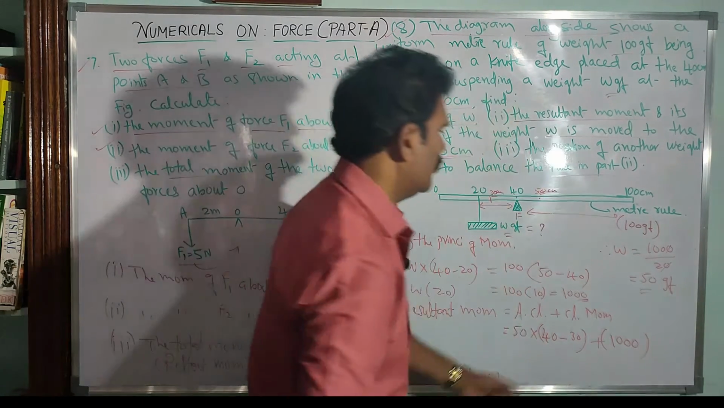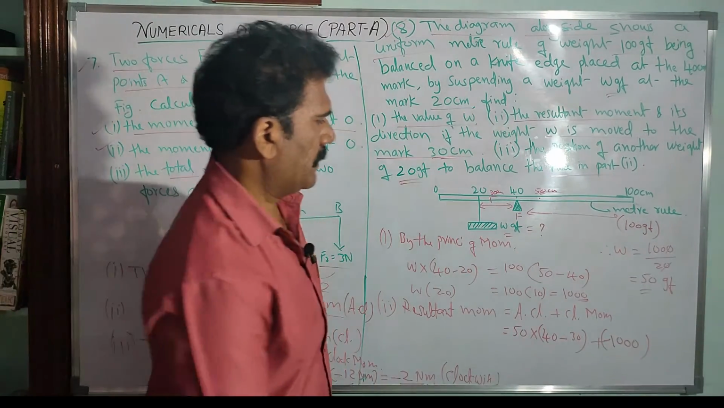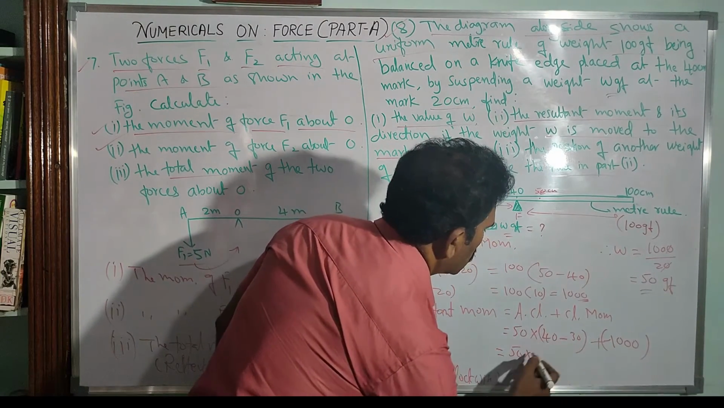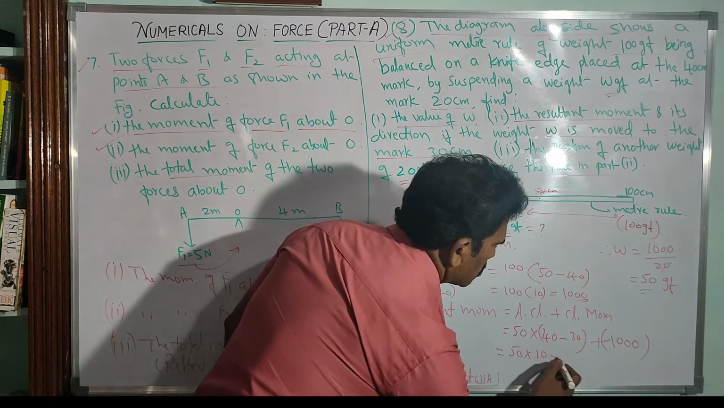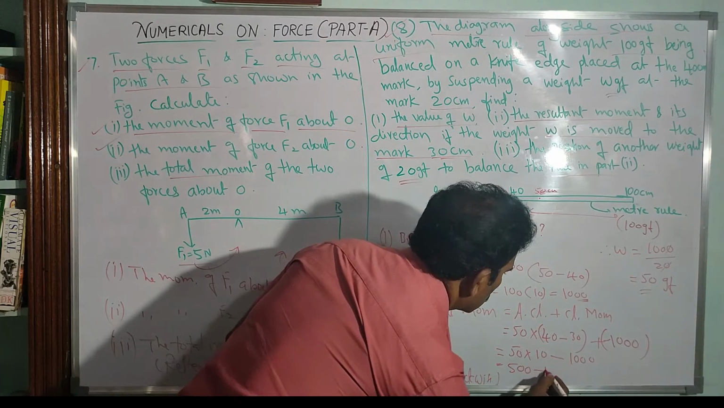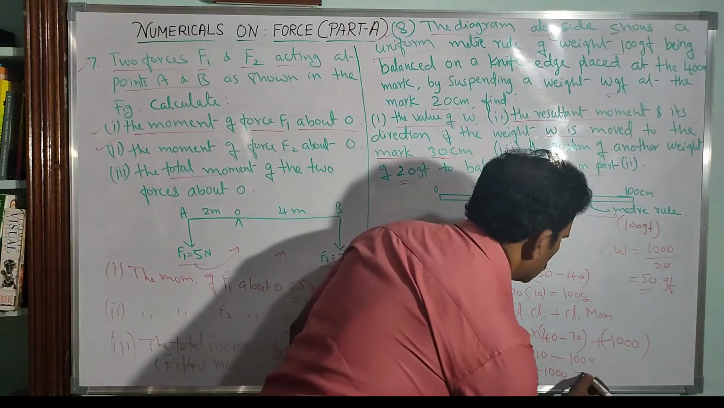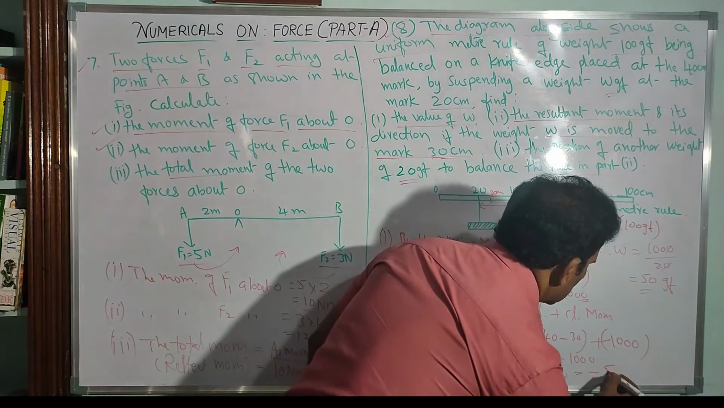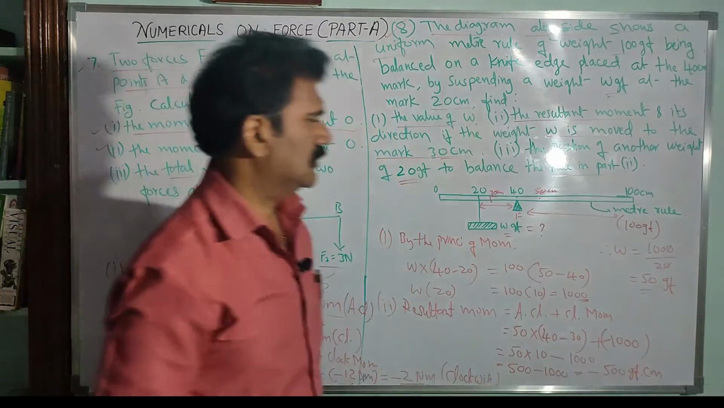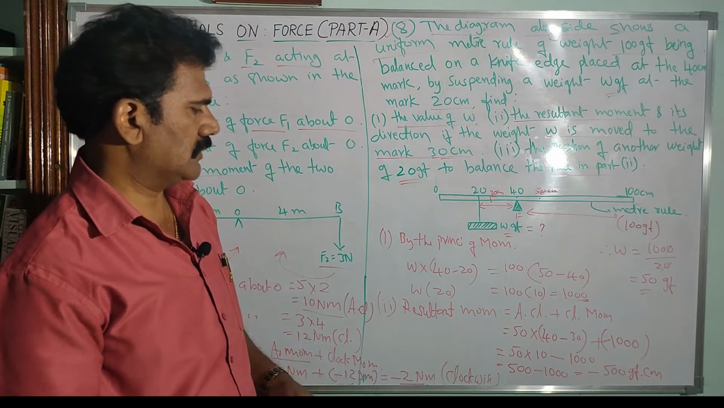And you have to consider a negative sign for this. It is a clockwise movement, right? You put the negative sign for this. Then you look at the calculation. So 50 into 40 minus 30 is 10. Plus into minus is minus, 1000. That is equal to 500 minus 1000, correct? 500 minus 1000 is equal to how much? Minus 500 you will get. GF centimeter. Force unit is GF and the distance is in centimeter. GF centimeter is the unit of resultant moment.